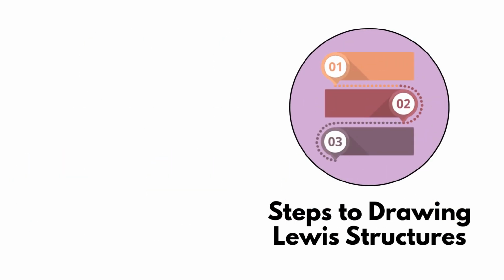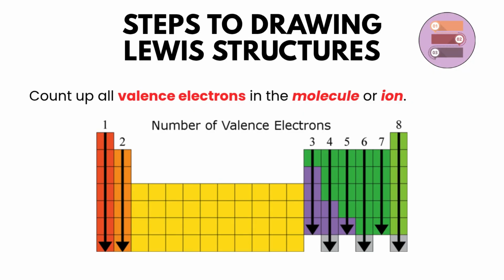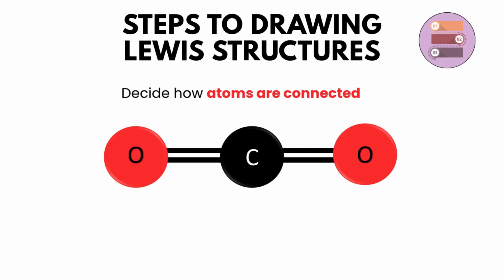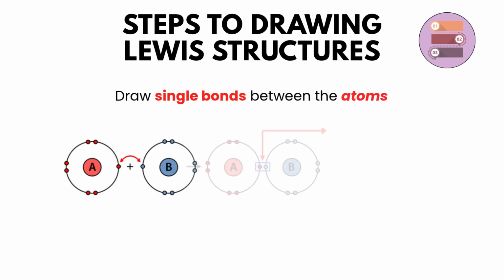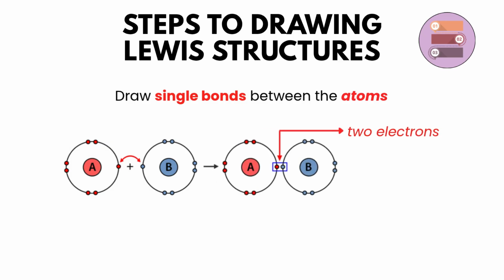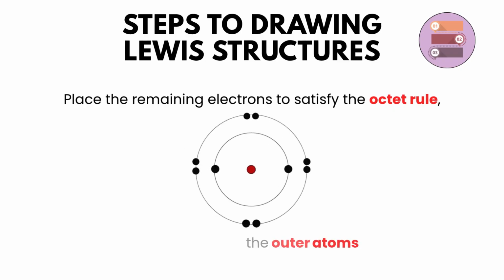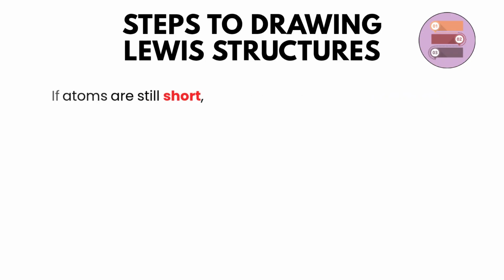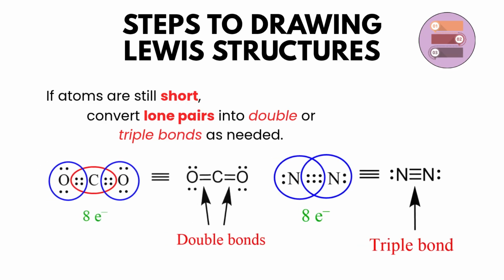Steps to drawing Lewis structures. Here's the method that works every time. Count up all valence electrons in the molecule or ion. Decide how atoms are connected. Usually the least electronegative atom goes in the center. Draw single bonds between the atoms. Each bond counts as 2 electrons. Place the remaining electrons to satisfy the octet rule, starting with the outer atoms. If atoms are still short, convert lone pairs into double or triple bonds as needed.